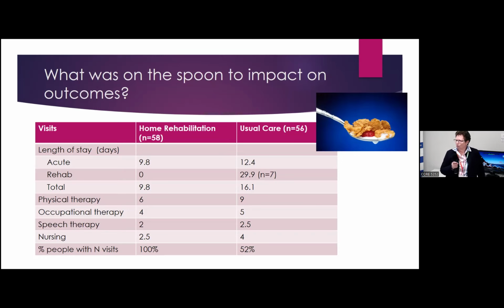So the home rehab group got all these kinds of things. They stayed in the hospital 9 days. The usual care stayed 12. Nobody went to rehab, but 7 people in the usual care group went. So the length of stay was shorter for the home rehab. But the usual care group, they got therapy too. The reason they got average therapy is because 7 of them got a million things and 49 of them got nothing. So the 2 sample sizes were 58 and 56. So it wasn't amazingly different what people got, but it was driven in the usual care group by 7 people getting a whole bunch and 49 people getting virtually nothing.